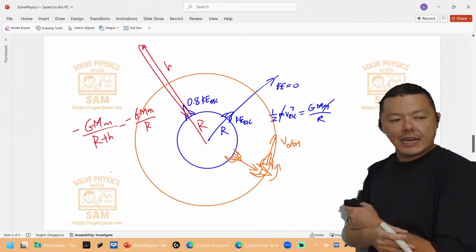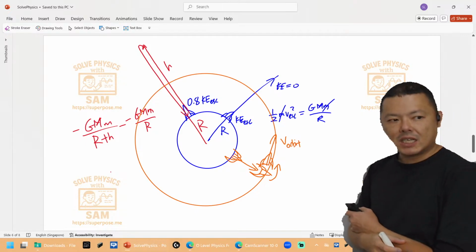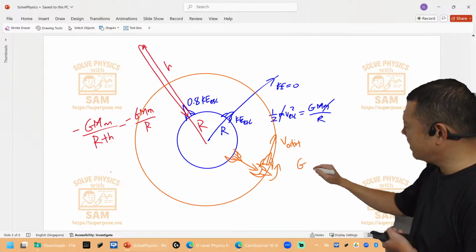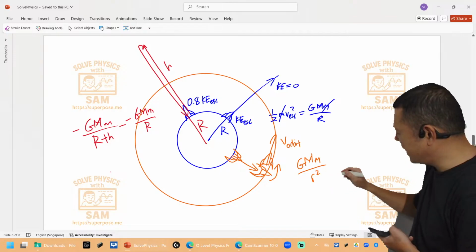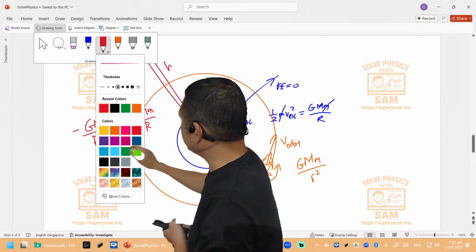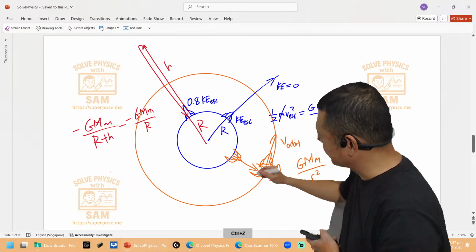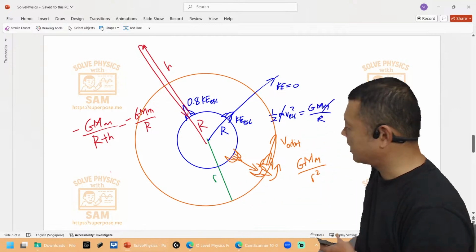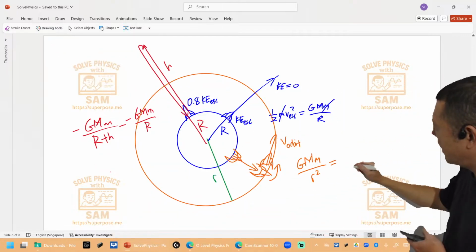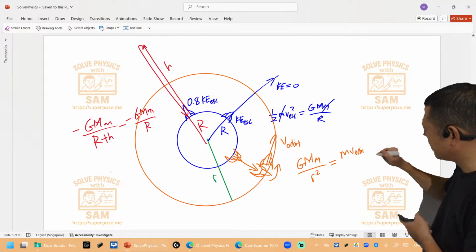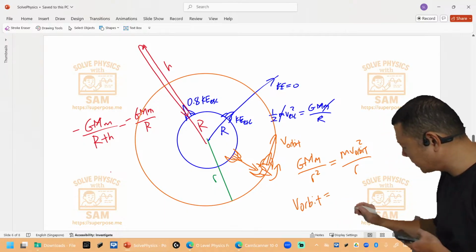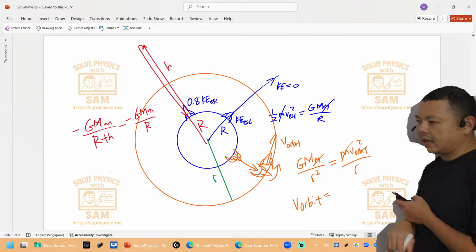Is there any equation that can help us find a V orbit? Very good. So GMm over r squared. Notice how I use small r here, which means I'm using this r from the center to the orbital height, like this. By doing so, GMm over r squared is equal to m v orbit squared over r. Is there an expression for V orbit? Well, it doesn't matter about the mass of the satellite.